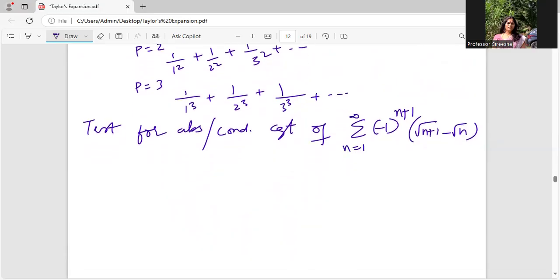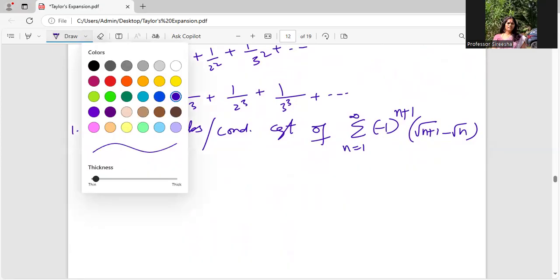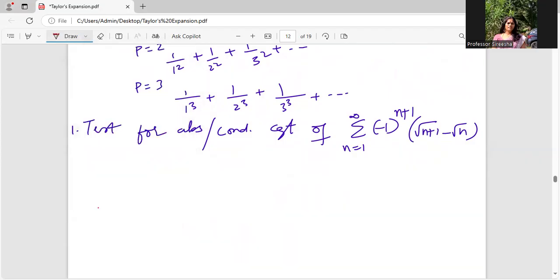Once I have minus 1 power n plus 1, I'm sure that this is an alternating series. Guys, make it a point to write that it is an alternating series. That will fetch you some marks, even if your test goes wrong or you mess up something. Then I will know that the Leibniz test is the only test I can apply. Also, when it's an alternating series, to check for absolute convergence, I can go with the modulus.